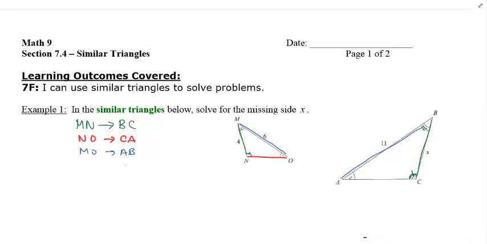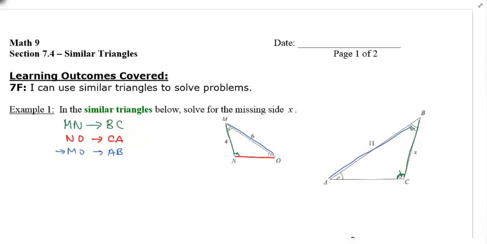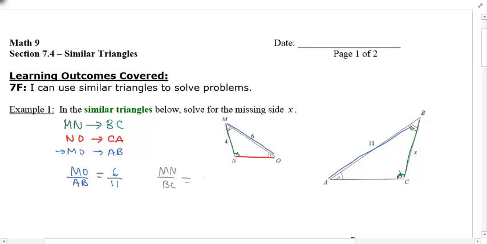Knowing this, can you tell me which pair of sides actually has both numbers that I can use to give me the scale factor? Yes, it's the blue one here. So 6 over 11. I'm just going to write this as MO over AB equals 6 over 11. And I'm looking for the one with X, so that's the green. MN over BC. MN is 4 and BC is X.